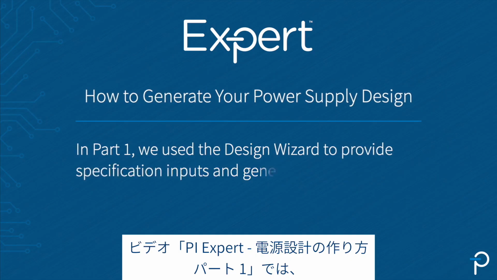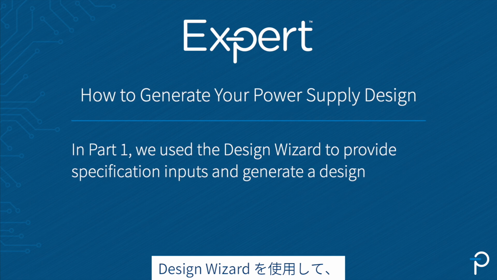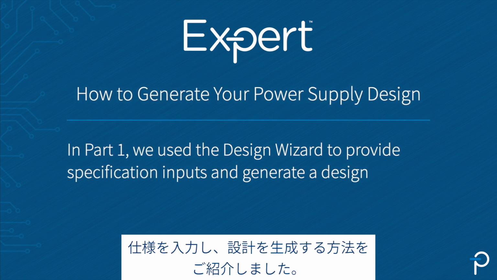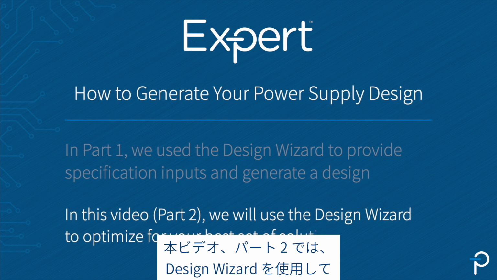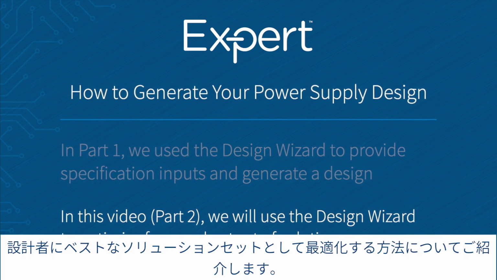In the video titled PI Expert, How to Generate Your Power Supply Design, Part 1, we showed you how to use the design wizard to provide specification inputs and generate a design. In this video, Part 2, I'll show you how the design wizard can be used to optimize for your best set of solutions. Designing a power supply is a complex process with many design options and parameters.